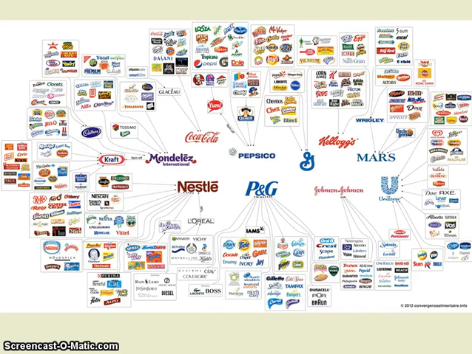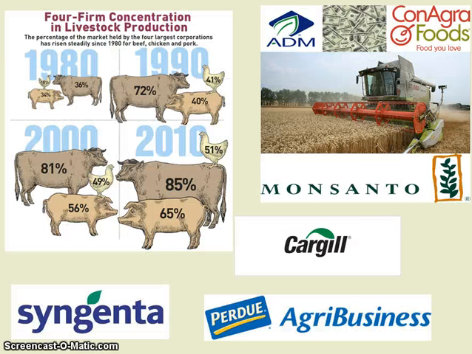The consolidation has also happened for food and other consumer products as well. This is maybe most evident in the meat industry, where the 4 largest corporations control more than 80% of the meat market. That's 51% of chicken, 65% of hog, and 85% of beef production today, compared to only 18%, 34%, and 36% in 1980.